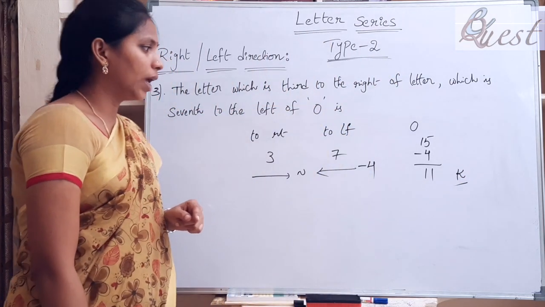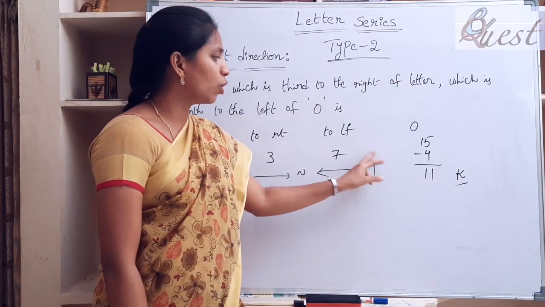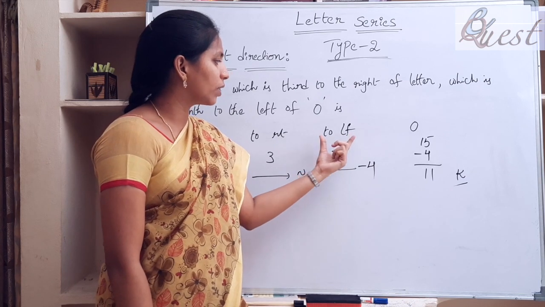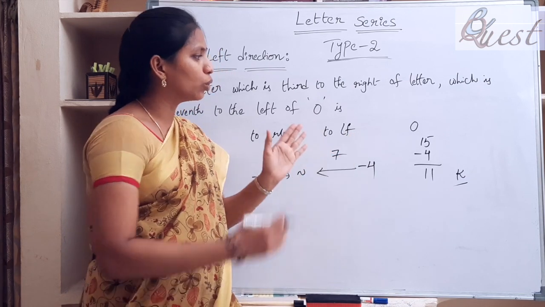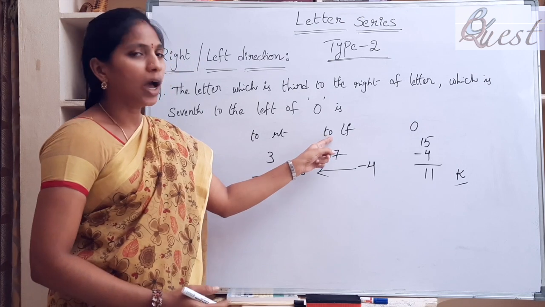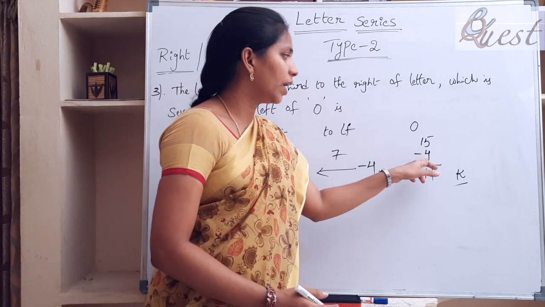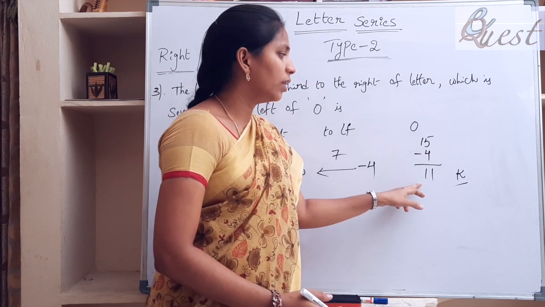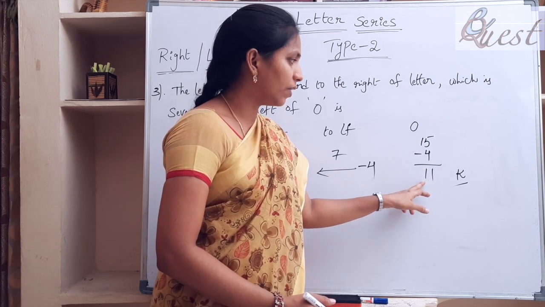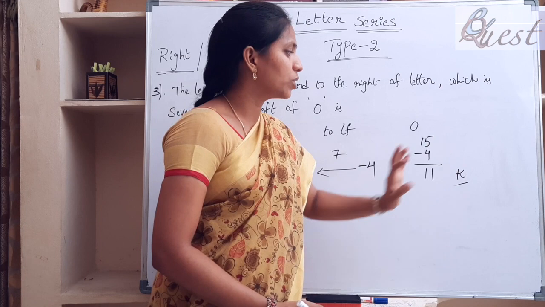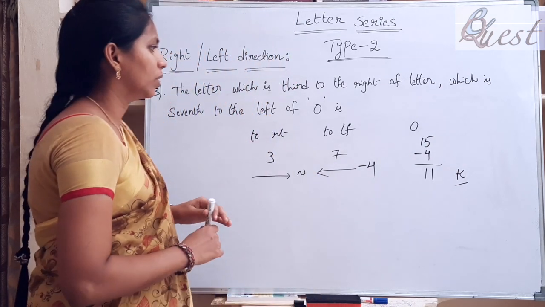The answer is K. Here minus 4 means here 2 left. The final result is 2 left. 2 left means opposite direction to the normal order. So take minus 4, then the result is 11. K is the 11th position in normal order. Okay.